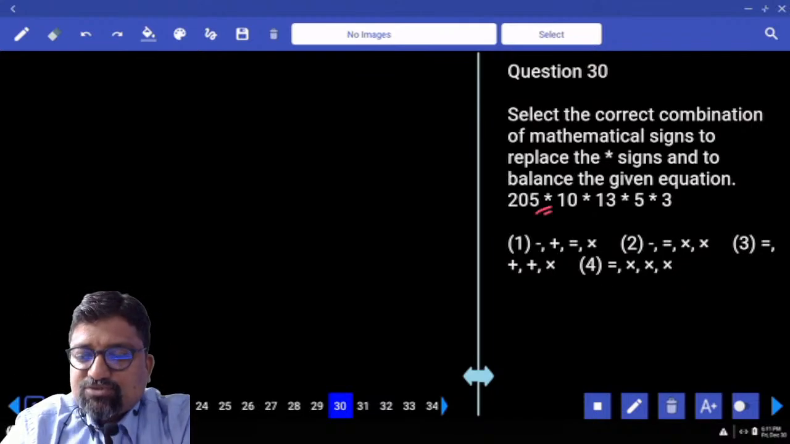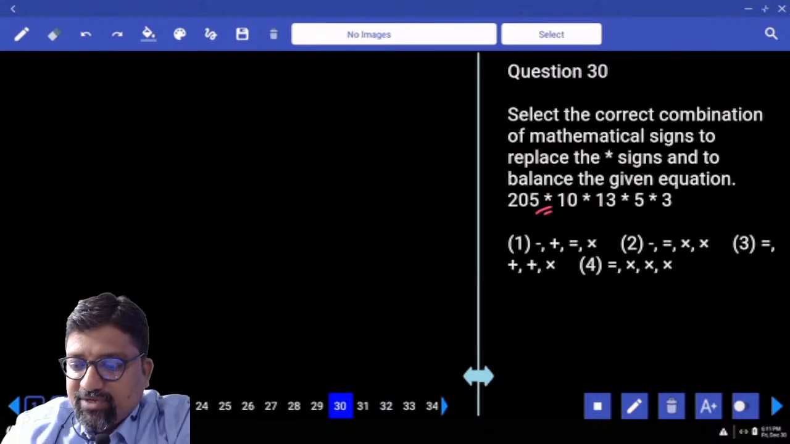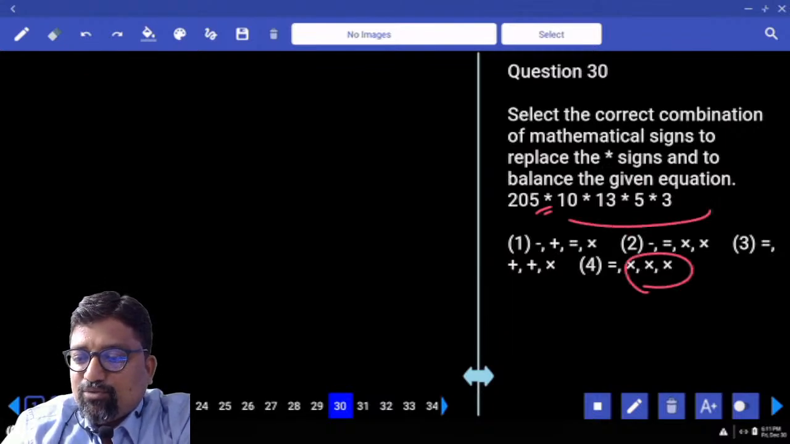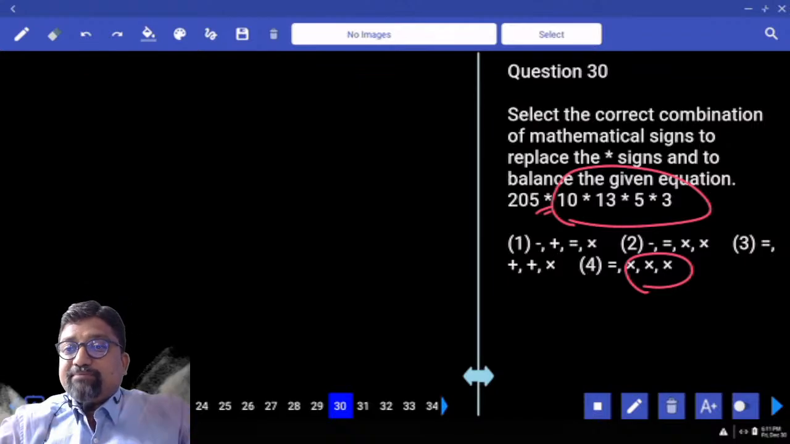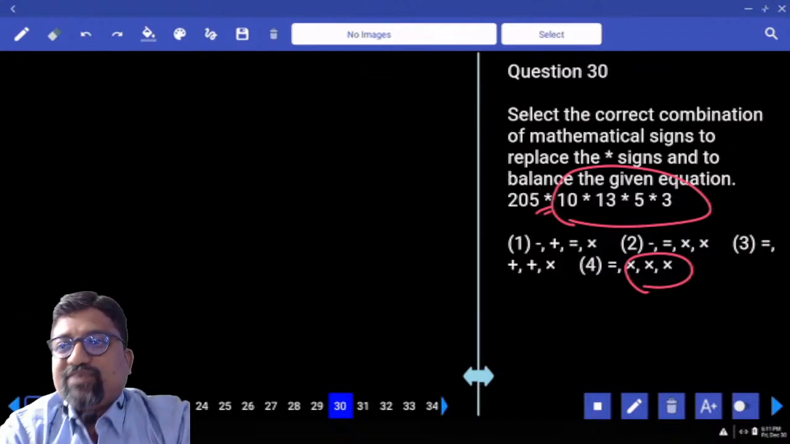This is equals to, so your answer should be 205 equals to 3 multiplications. Come on, if you multiply all the 3, your value will be much higher than 205.